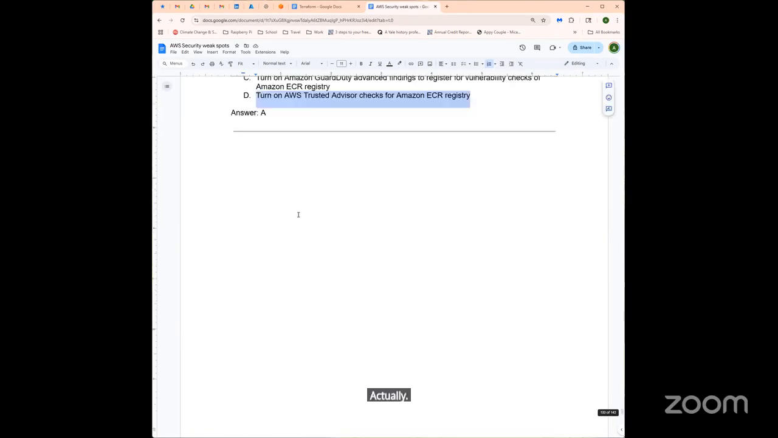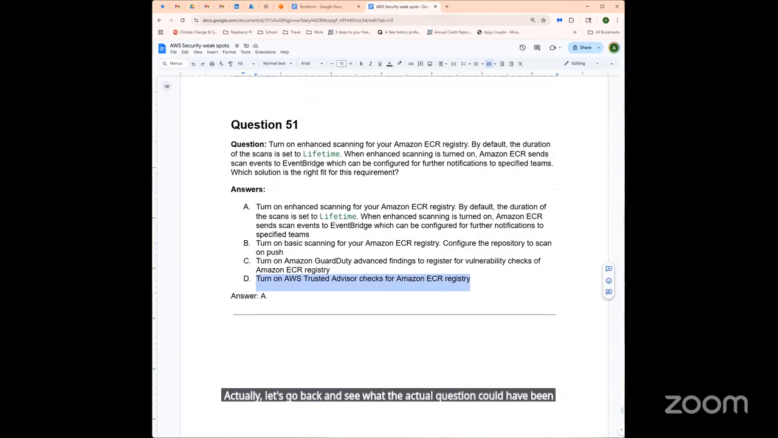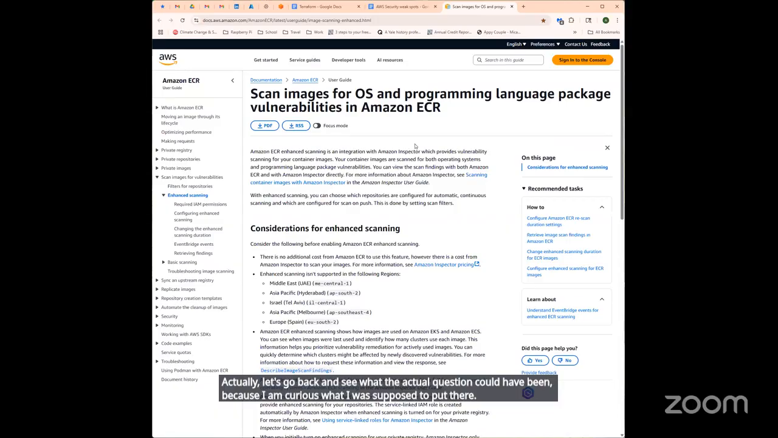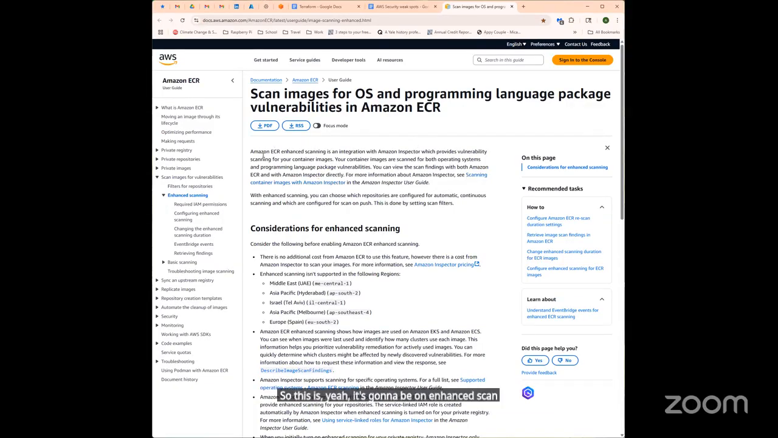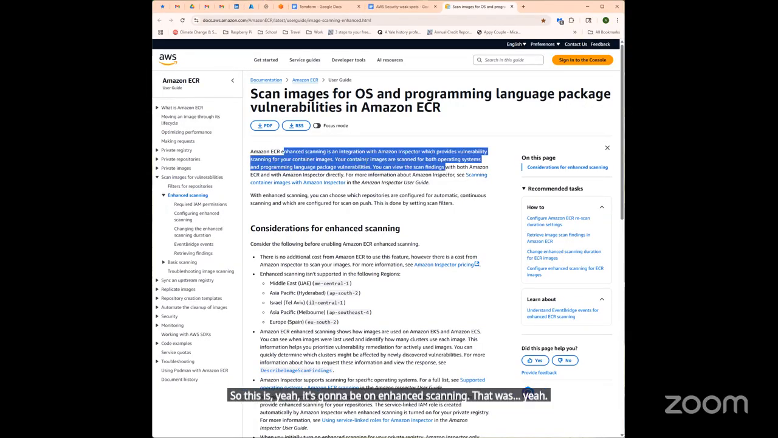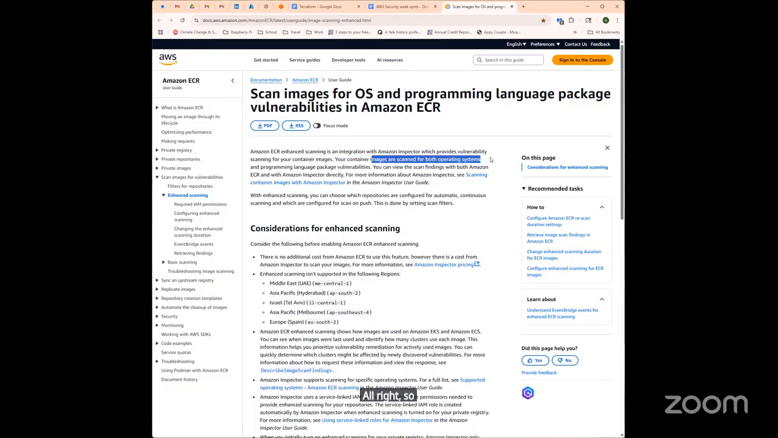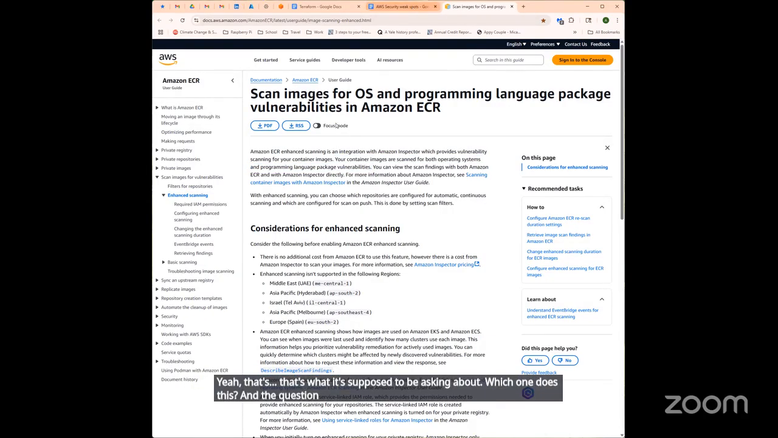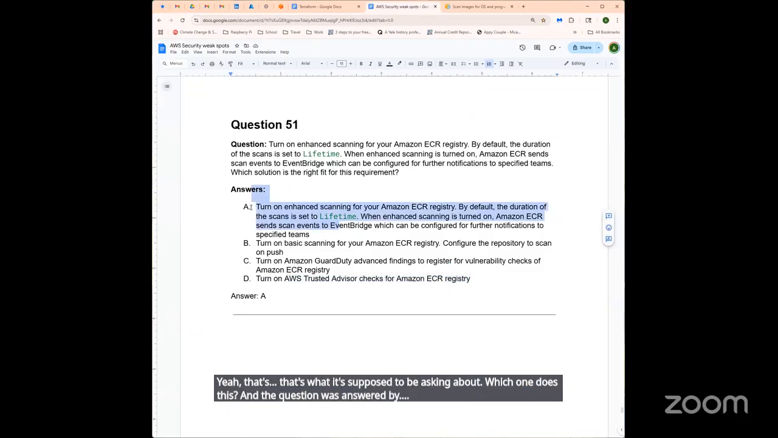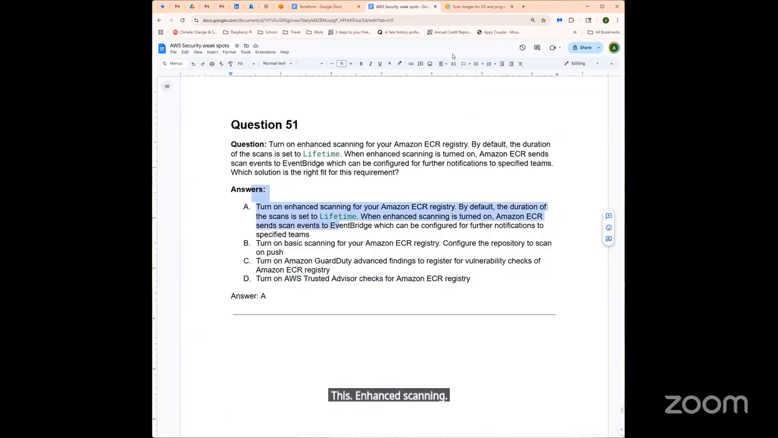Actually, let's go back and see what the actual question could have been, because I am curious what I was supposed to put there. Yeah, it's going to be on enhanced scanning. All right, so container images for operating systems and programming language packages. Yeah, that's what it's supposed to be asking about. Which one does this? And the question was answered by this: enhanced scanning on the ECR. Again, my apologies. All right, next question.